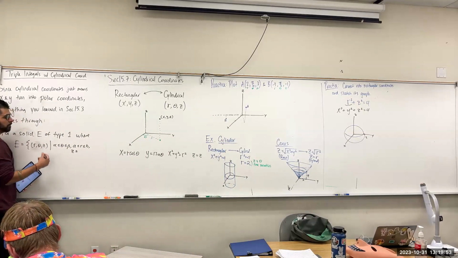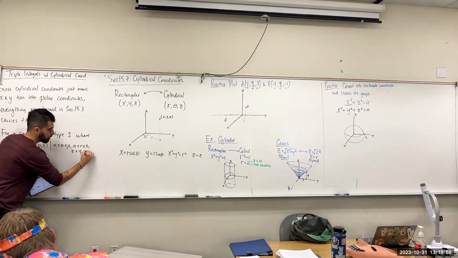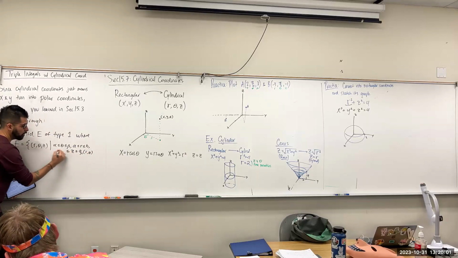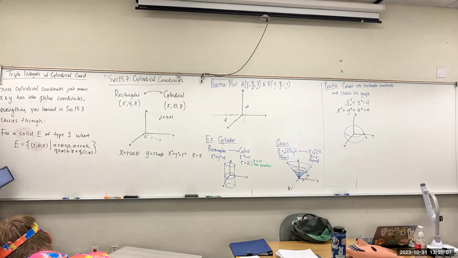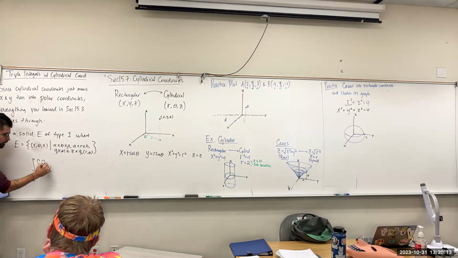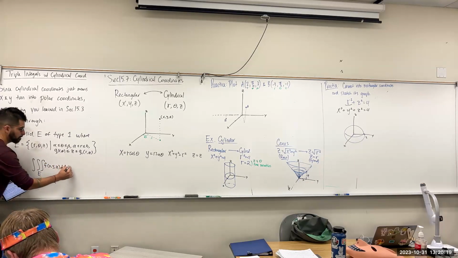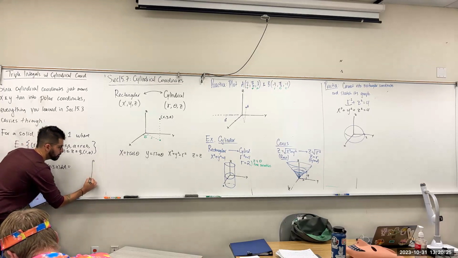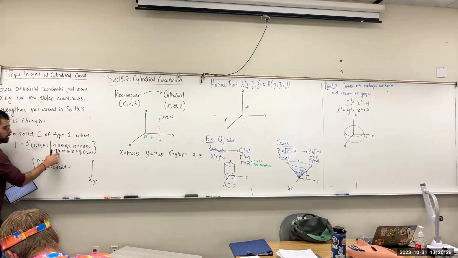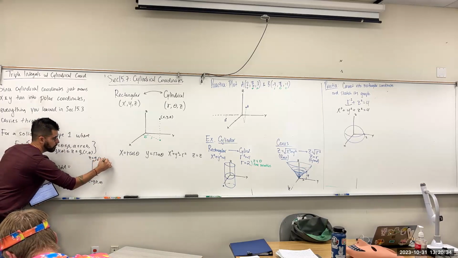So z now will be bounded above by a function of r and theta, and it'll be bounded below by some other function of r and theta. And so when I want to compute this triple integral that's originally in rectangular coordinates, z is bounded below by this function g1(r, theta), and bounded above by this other function g2(r, theta).